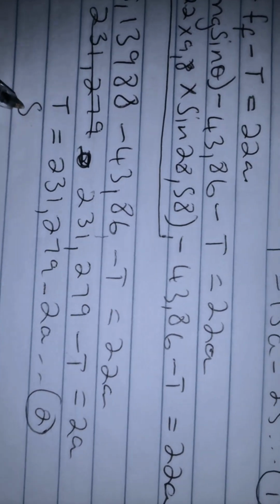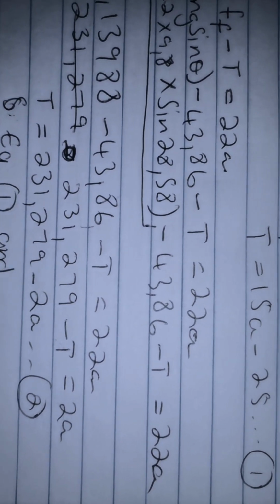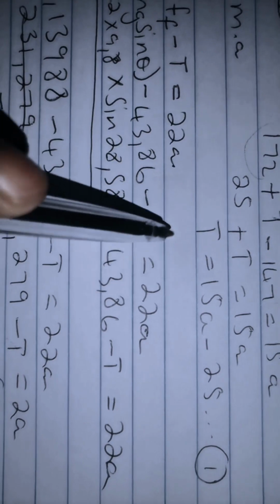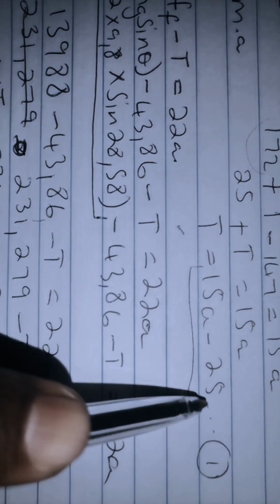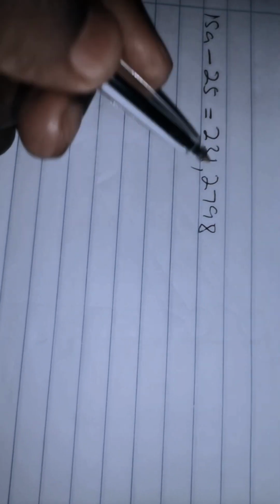So I'm going to substitute. I'm going to equate equation number 1 and equation number 2. The tension in equation number 2 is equal to this, and my tension in equation number 1 is equal to this. So I'm going to equate the two and find the value of a. But that's very simple. 15a minus 25, equation number 1, is equal to 231,2798 minus 22a.